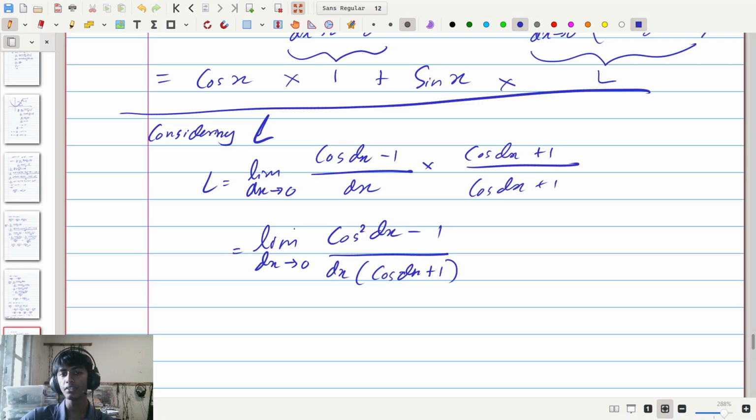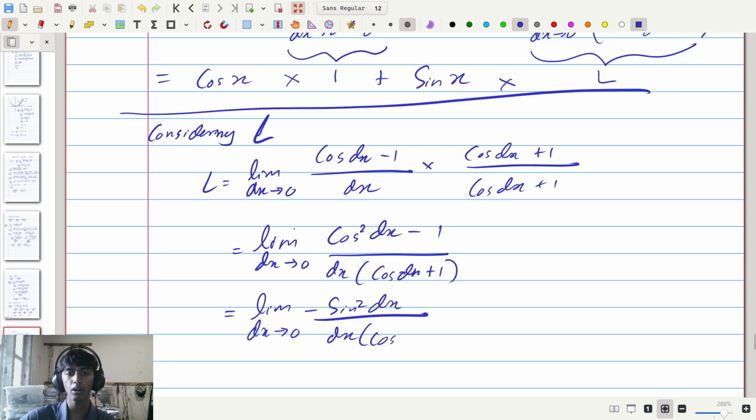Over here, what is the cosine squared of dx minus 1? Well, if you recall from this video here, if you haven't seen it, go check it out, the cosine squared plus sine squared of any angle is equal to 1. So therefore, the cosine squared of an angle minus 1 is going to be the negative sine squared of that angle. So this is going to be the limit as dx approaches 0 of the negative sine squared of the angle dx by dx times the cosine of dx plus 1.